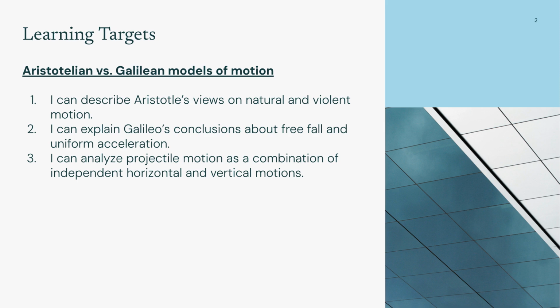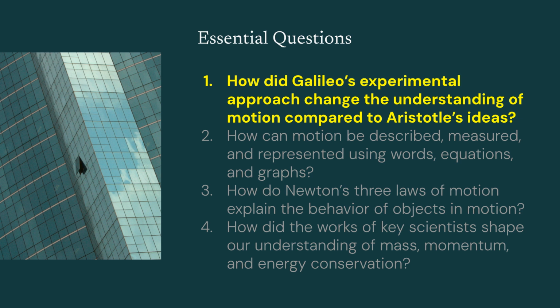Let us get started. As we move through our first lesson, we will focus on one big, essential question. How did Galileo's experimental approach change our understanding of motion compared to the ideas of Aristotle? This question matters because it marks the birth of modern scientific inquiry. Before we compare these two thinkers, let us define what physics actually is.